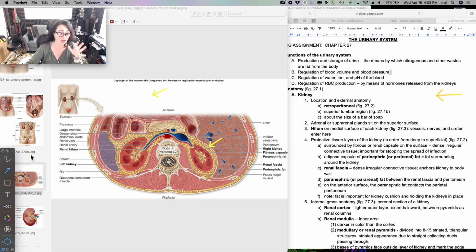It's a picture that's actually kind of hard to learn when you're looking at a screen, so I would definitely take this one and stick it into your notes or print it out or whatever you do. Blow it up on your own screen. It's hard to figure out what you're looking at when you're just looking at my screen. Okay, and each of your kidneys is about the size of a bar of soap.